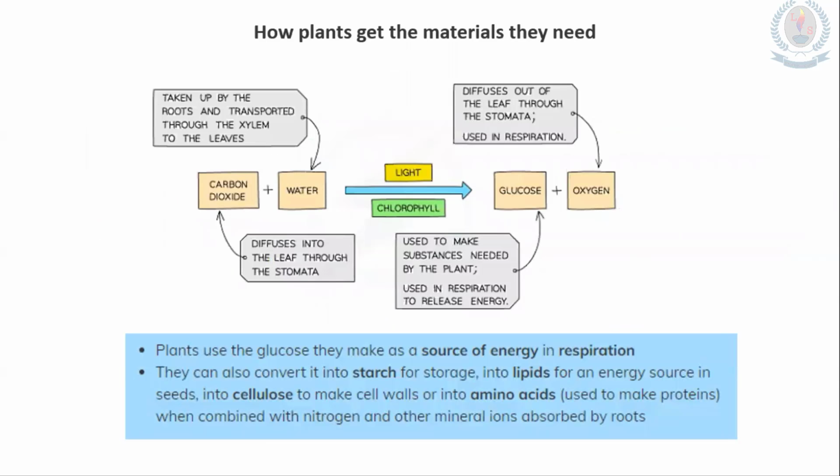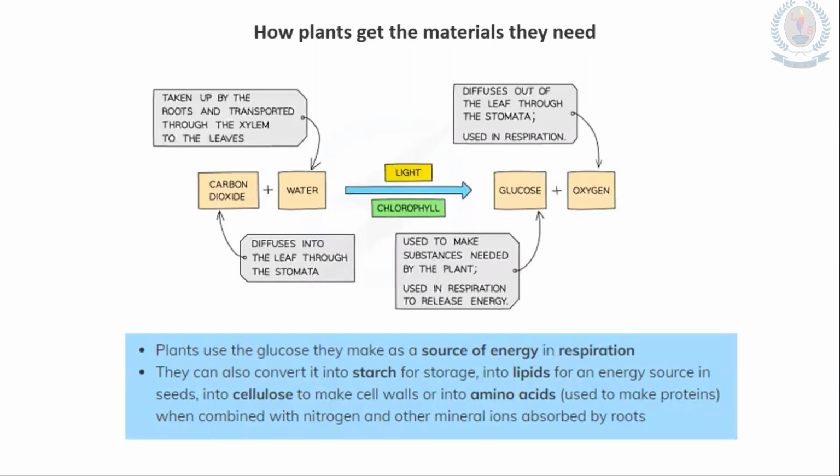Now we will see how plants get the materials which are important for their growth, and how plants get the raw materials which are required for photosynthesis. Carbon dioxide is present as a gas in the atmosphere. This gas diffuses into the leaf through the stomata. Water is taken up by the root hairs, and then the water is transported by the xylem tissue.